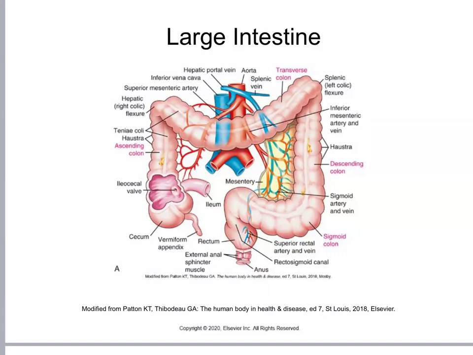When that stool has been compacted and that process has occurred, then peristalsis will move the stool down, and the rectum will store it. Once someone gets that signal to go, the internal anal sphincter operates under involuntary control. So basically the stool pushes down and that sphincter opens up, but the external anal sphincter operates under voluntary control. So that prevents you from having an embarrassing accident.